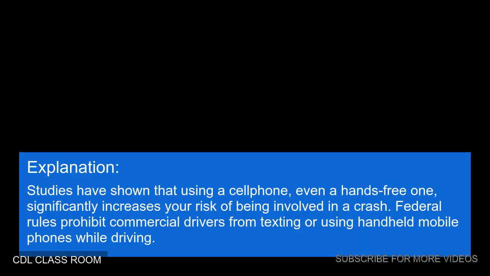Explanation. Studies have shown that using a cell phone, even a hands-free one, significantly increases your risk of being involved in a crash. Federal rules prohibit commercial drivers from texting or using handheld mobile phones while driving.